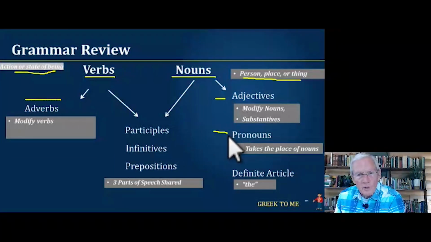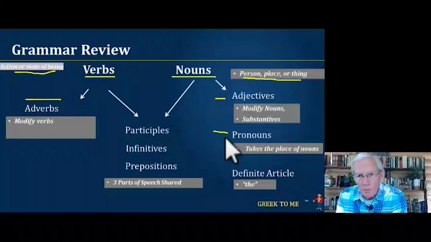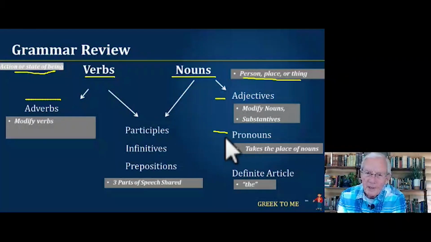Down here we have pronouns. And what do pronouns do? Well, they take the place of nouns. For example, my book. My is a pronoun that takes the place of a noun. Or I see you. You there is a pronoun, and it's the direct object of seeing.